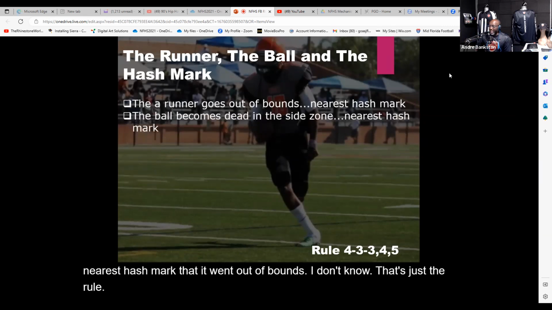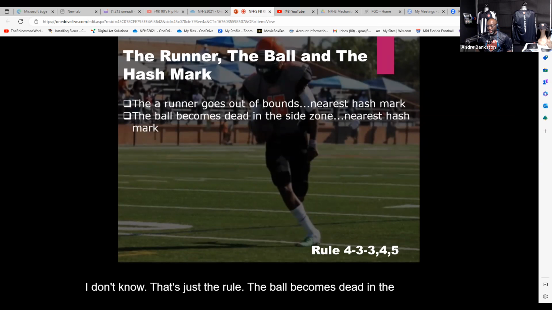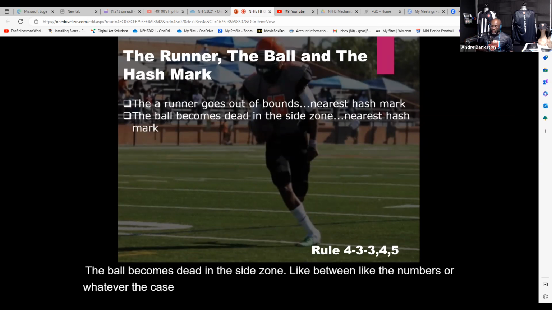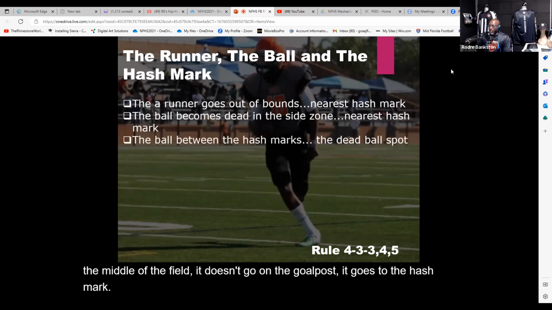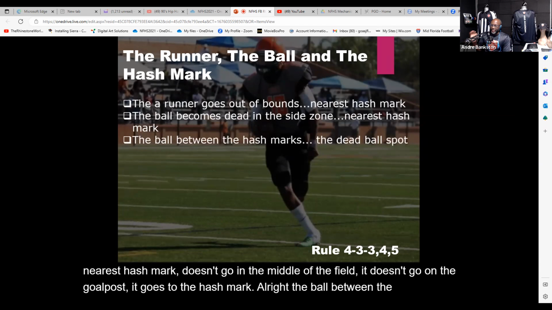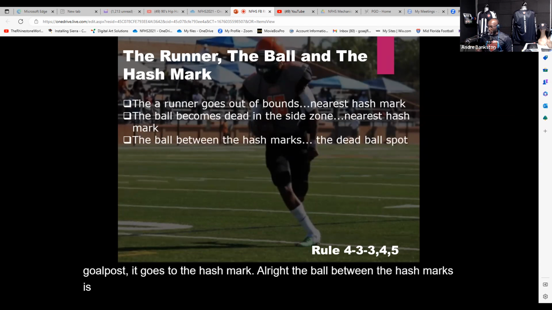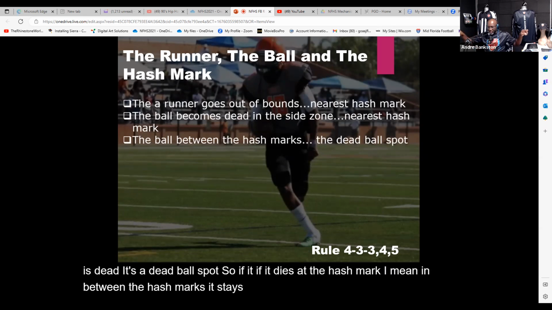The ball becomes dead in the side zone, like between the numbers or whatever the case may be. It goes to the nearest hash mark. It doesn't go in the middle of the field. It doesn't go on the goalpost. It goes to the hash mark. All right, if the ball is dead between the hash marks, it's a dead ball spot. So if it dies in between the hash marks, it stays there. Outside the hash marks, it goes back to the nearest hash mark.